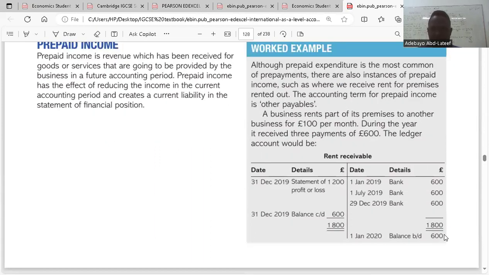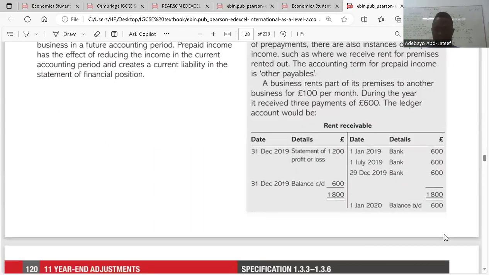It says rent receivable. A business rents part of its premises to another business for $100 per month. During the year, it received 3 payments of $600, sorry, 600 pounds. So in a whole year, the rent per month is $100, so paying for a whole year means $100 multiplied by 12, which is 1,200. Instead of the tenant paying 1,200, the tenant has made 3 payments of 600, which is 1,800.